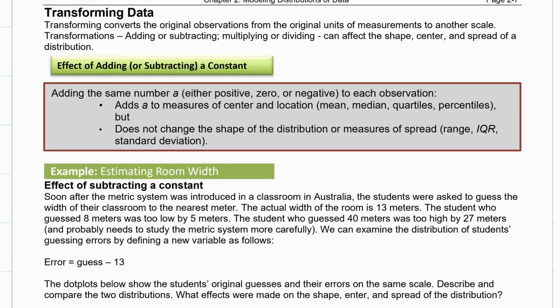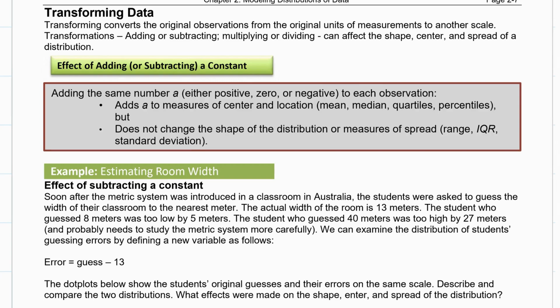This is the second lecture for section 2.1 on describing location in a distribution. In this section, we're going to talk about transforming data and a special kind of idealization of data called a density curve. Let's talk about transforming data.